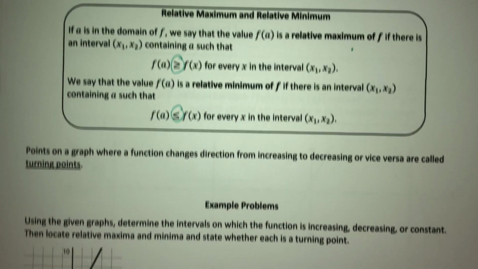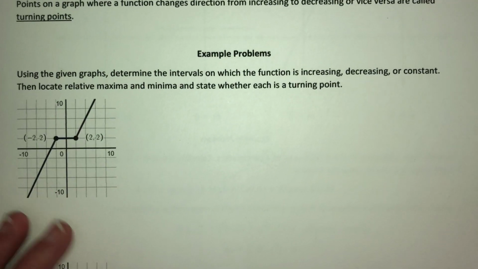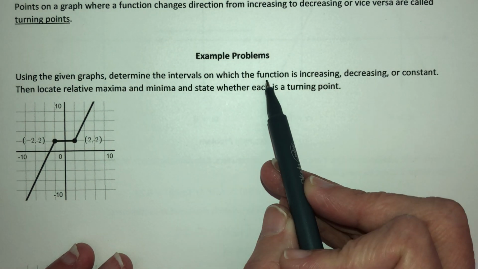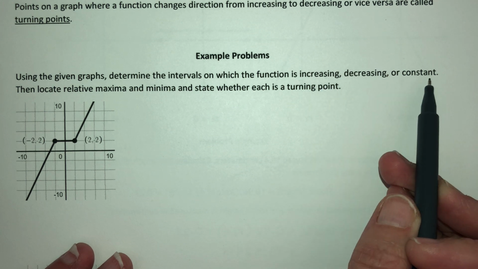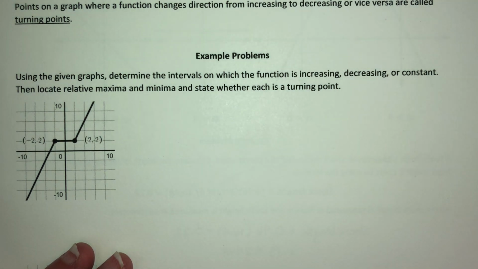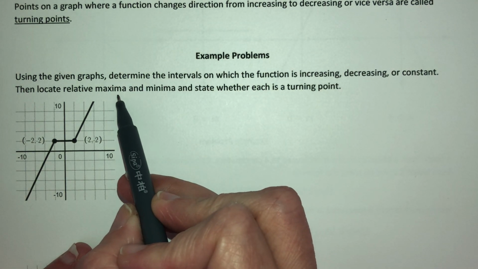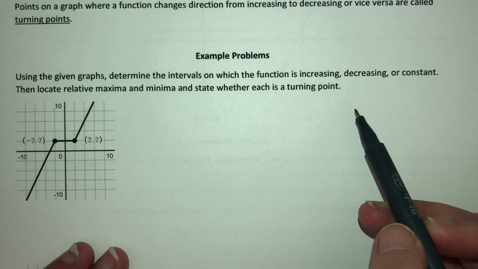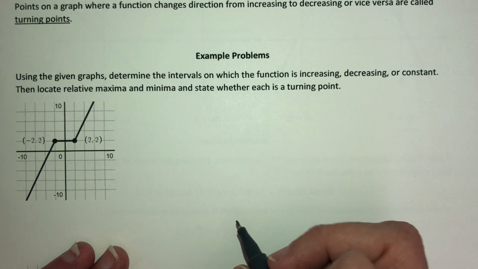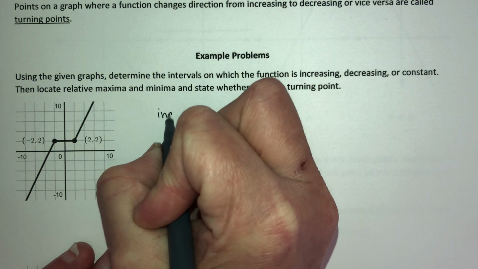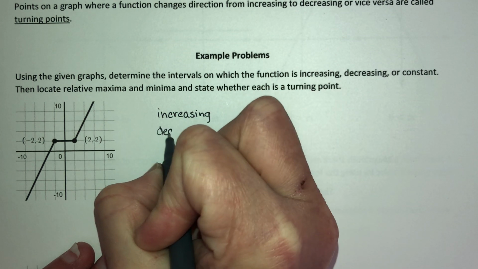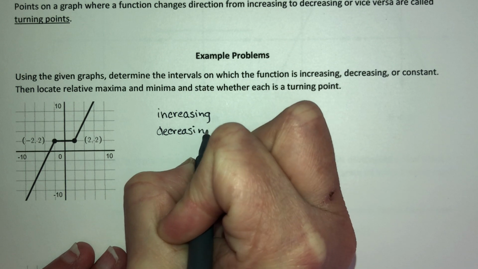Okay, so let's look at some example problems. I'm going to give you a graph, and then we're going to determine the intervals on which the function is increasing, decreasing, or constant. And then we're going to talk about any local relative maxima or minima, that's the plural for maximum, and that's the plural for minimum, and state whether each is a turning point. Okay, so increasing, decreasing, or constant.